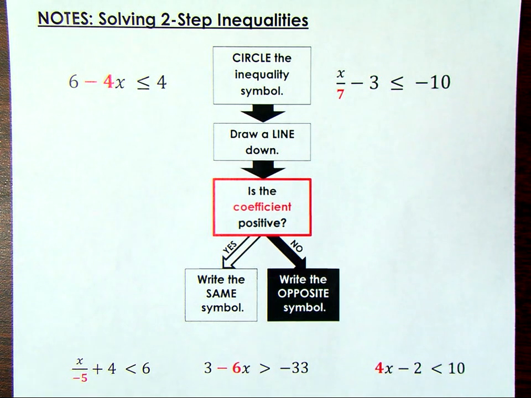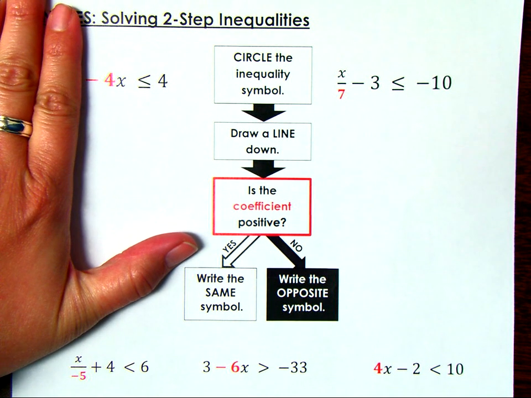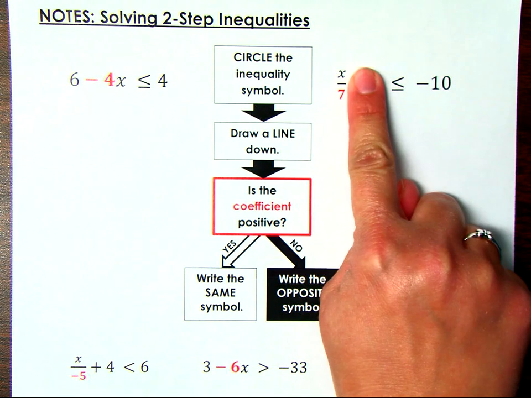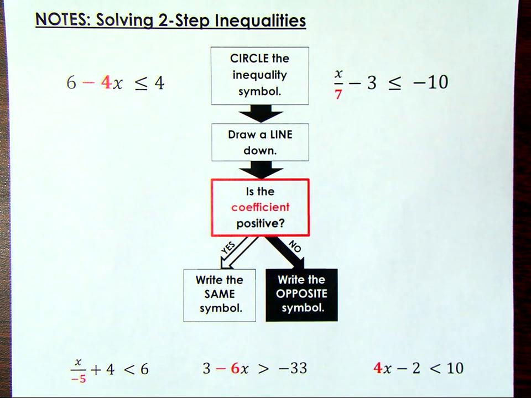Alright guys, today we are going to look at how we're going to solve two-step inequalities. So in 6th grade, you did solve one-step inequalities. So you had something that maybe looked like this. Negative 4x is less than or equal to 4. Or maybe x minus 7 is less than or equal to negative 10. So in 7th grade, we're taking it up a notch and we're saying, okay, now we're solving two-step inequalities.